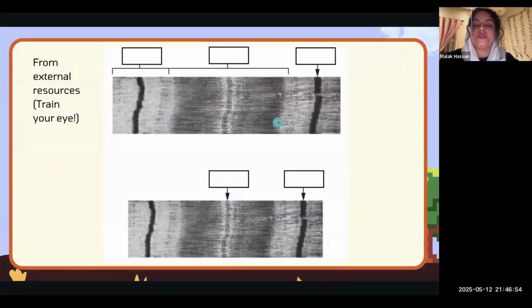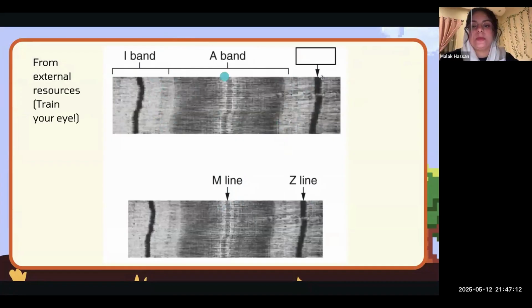Same thing here. This is from external resources just to train your eye. What is this? This is the M line. What is this? The Z line. What is this? The I band. This is the A band. And this is the Z line also.